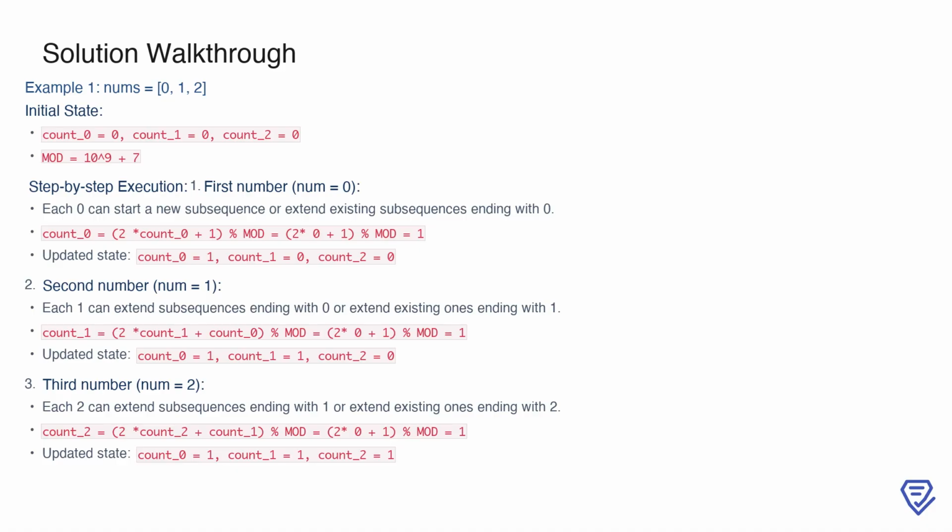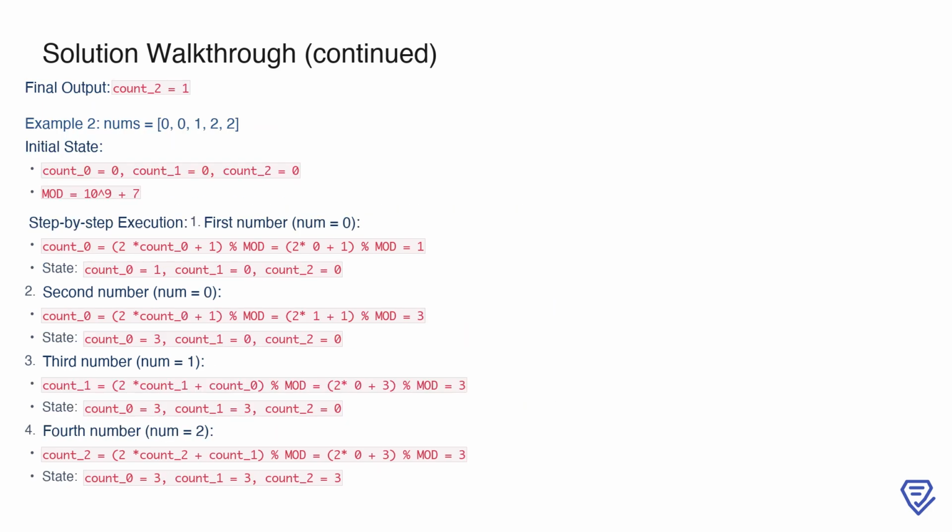Finally, the third number is 2. Here, each 2 can extend subsequences ending in 1 or subsequences already ending in 2. Using the formula count_2 equals 2 * count_2 + count_1 % mod, count_2 becomes 1. At the end of this process, all three counters are 1, and the resulting output is stored in count_2. After completing the first example, we find that the final output is count_2 equals 1, which means there is one special subsequence for nums equals 0, 1, 2.